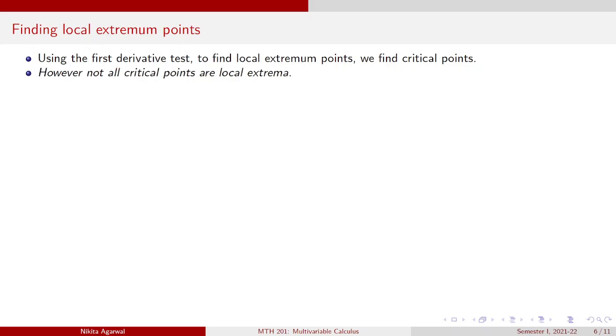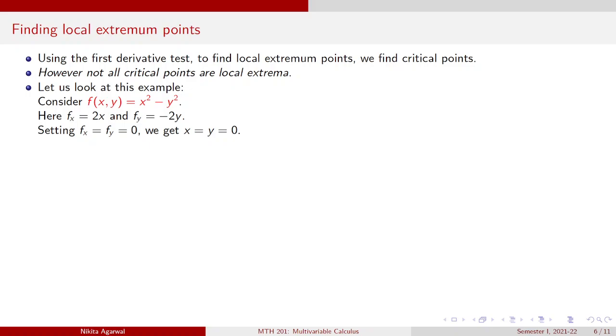However, not all critical points are local extrema. So let us look at this example. If f(x,y) is x squared minus y squared, you compute the first derivatives of f. When you set them both equal to 0, you get x equal to y equal to 0. This means that (0,0) is the only critical point of f.